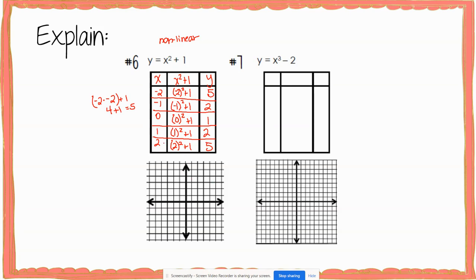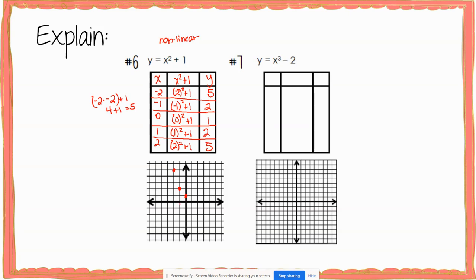We know that when x is -2, y is 5, so I'm going to go left 2 and then up 5. Then we know that when x is -1, y is 2, so I'm going to go left 1 and up 2. When x is 0, y is 1, so I'm not going to go left or right, but then I'm going to go up 1.